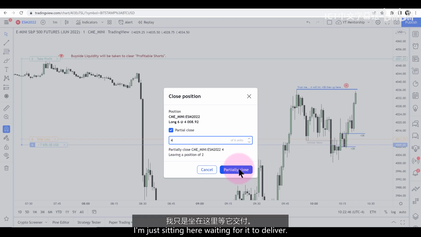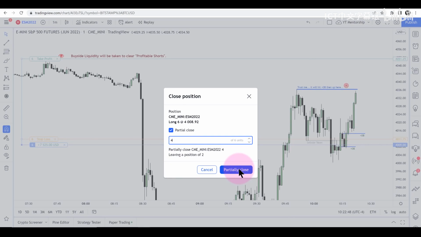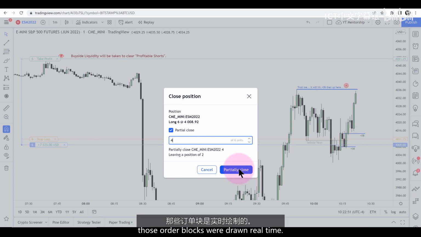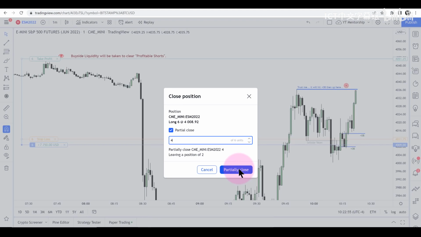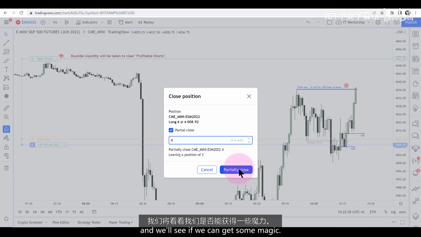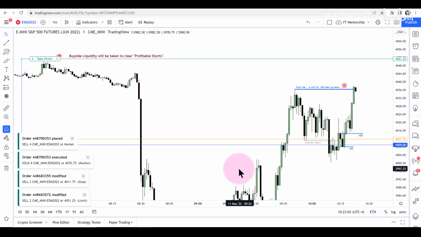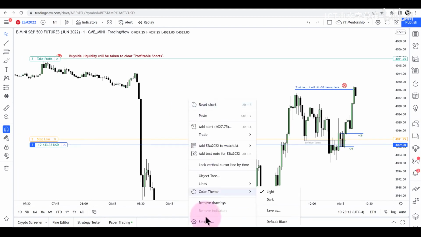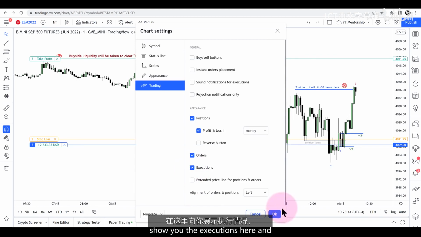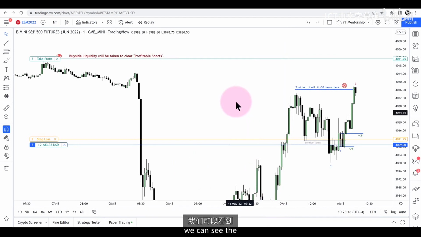Okay, just sitting here waiting for it to deliver. And again, those order blocks were drawn real time. You saw it happen. I've outlined it, gave you the logic, and we'll see if we can get some magic. There we go. So I'm going to show you the executions here, and we can see the business.